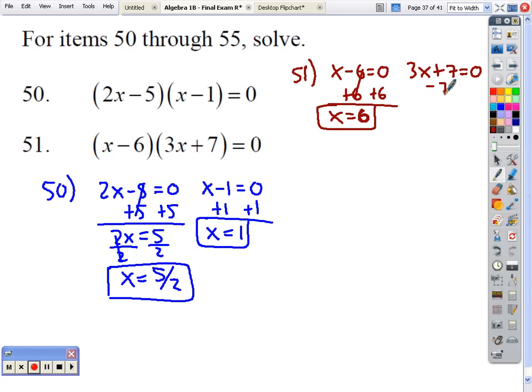And then here I'm going to get minus 7, minus 7, which leaves me with 3x is equal to negative 7. I divide by 3, and you're going to get x is equal to negative 7 over 3. And it's fine to get a decimal or a fraction in these problems. So those are my two answers for number 51. Okay.